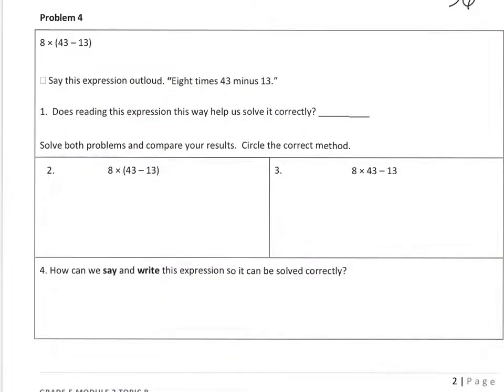So now it's giving us the expression, and we're going to work backwards a bit. So we're going to say this out loud. 8 times 43 minus 13.